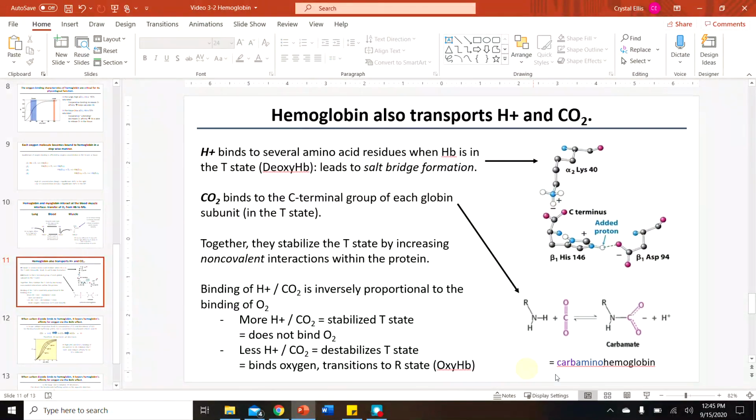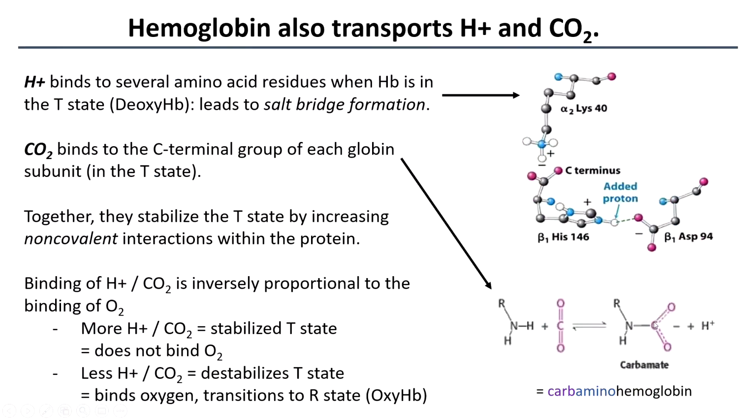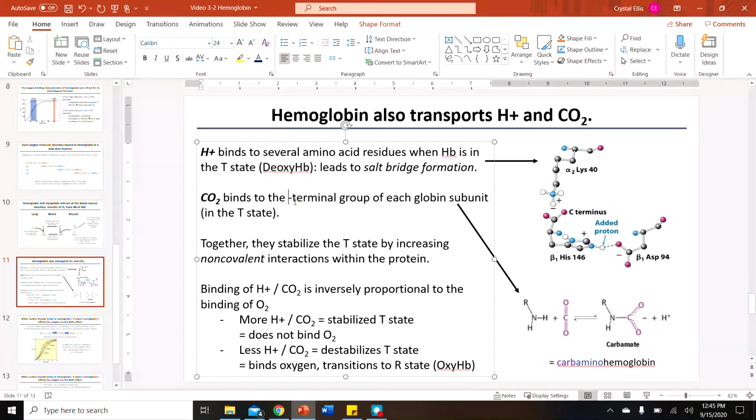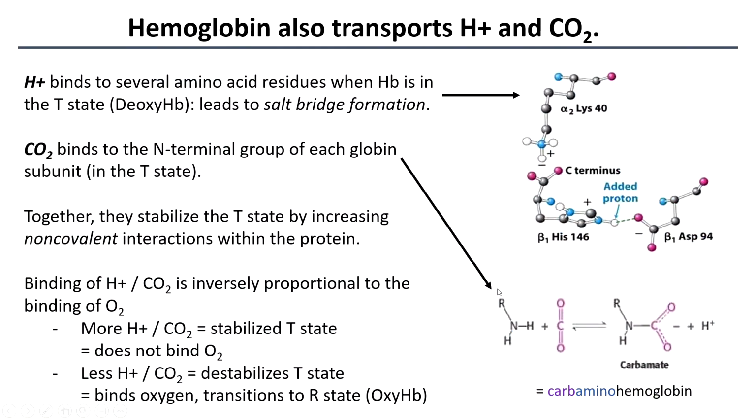Oh no, no, sorry. This is correct. I was looking at the wrong thing. I apologize. So here's the N-terminus. Here's R. This represents the rest of the hemoglobin molecule. I apologize for that error, my mistake.